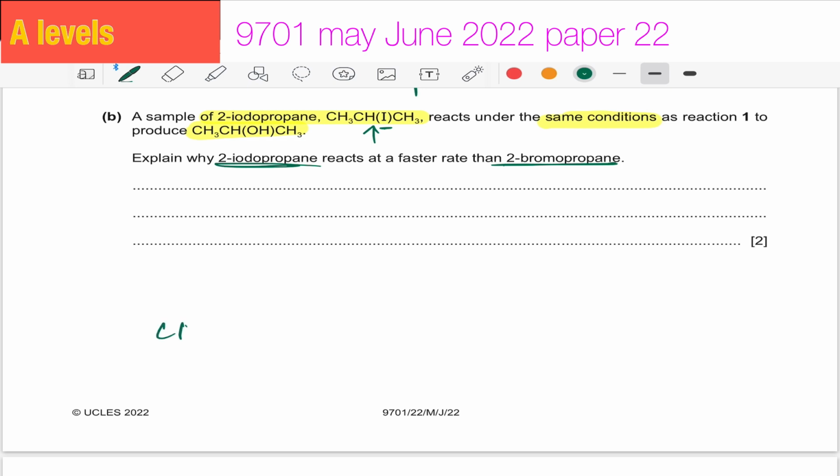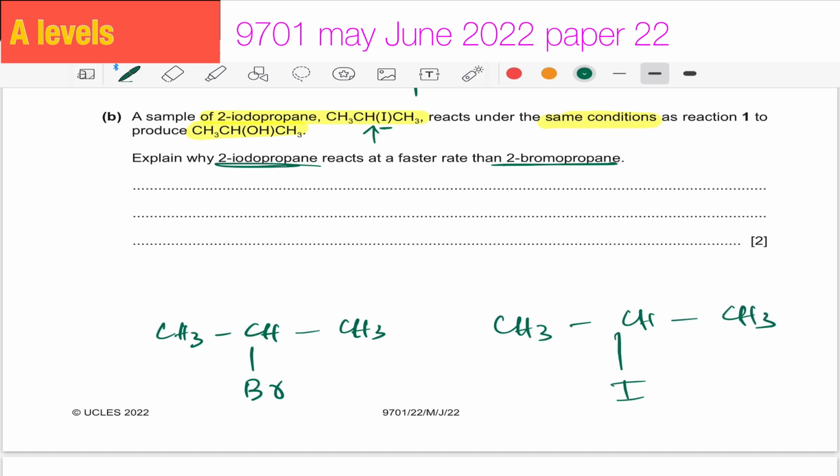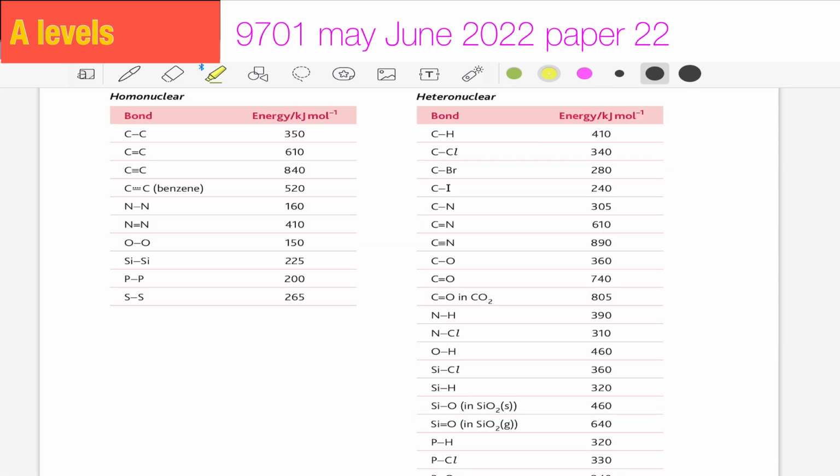So this is CH3, CH, CH3, Br, and this is 2-bromopropane. This is CH3, CH, CH3, I, and this is 2-iodopropane. So why does iodopropane react at a faster rate than bromopropane? The reason is the bond length of the C-Br and C-I bond. We can simply say that the carbon-bromine bond would be difficult to break as compared to the carbon-iodine bond. You can look at the bond energies from the data booklet. The bond energy of the C-Br bond is 280, and the bond energy of the C-I bond is 240.